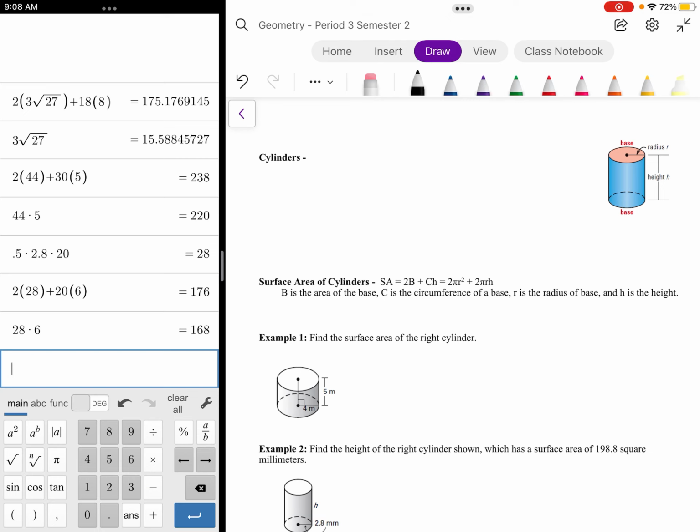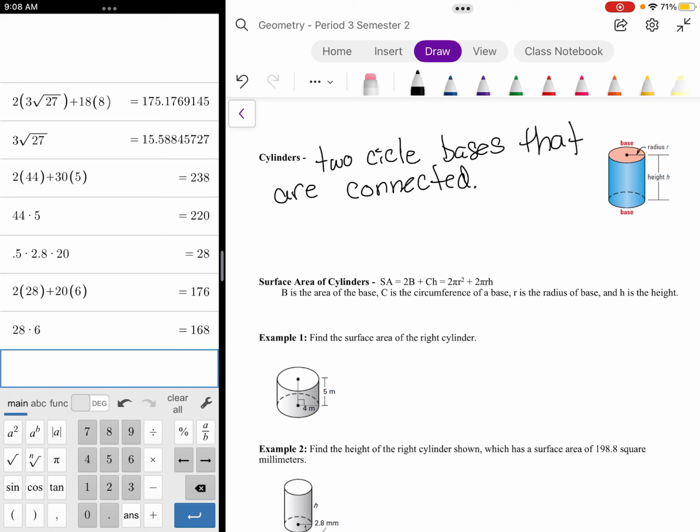A cylinder has two circular bases that are connected. And this is not a polyhedron because it has rounded edges. So that is what a cylinder is.